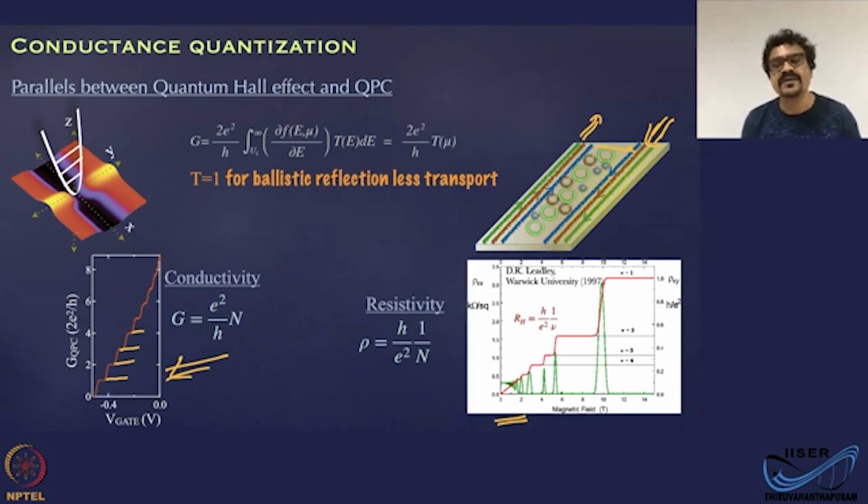Okay. So these are important conclusions and important points one would like to make when you look at these two systems. Both exhibit quantization in transport, quantized conductance or quantized resistance, but they are completely different physics or completely different mechanisms. The equations are the same, but completely different mechanism. In one case you have propagating chiral edge states, in the other case you have streamlined flow of electrons through a constriction. All right.